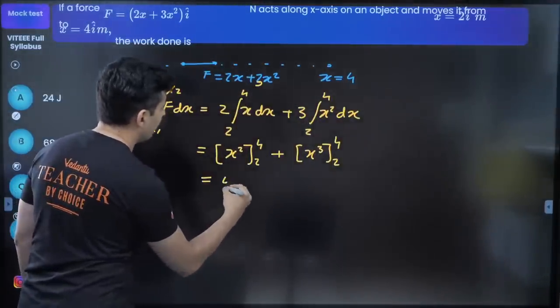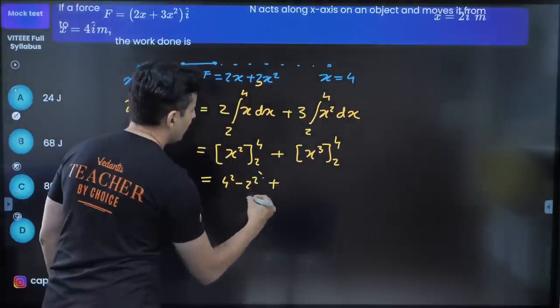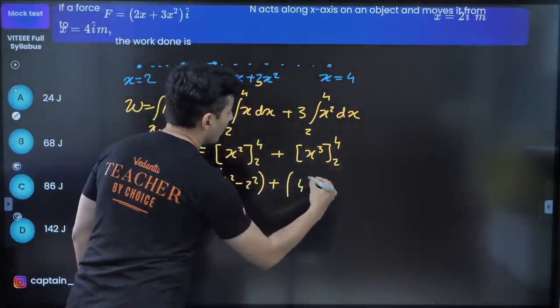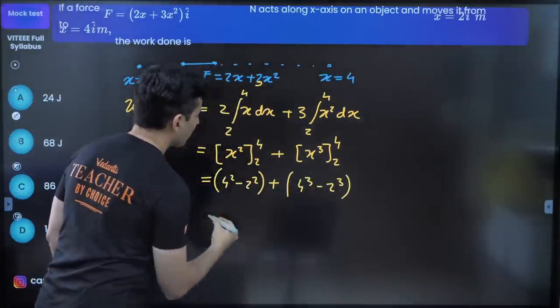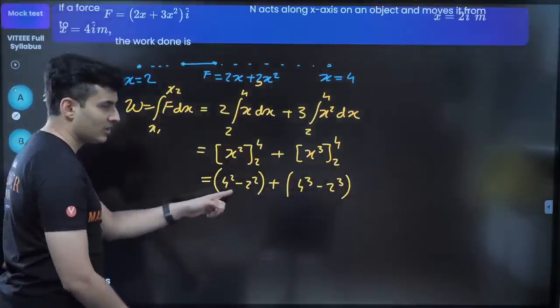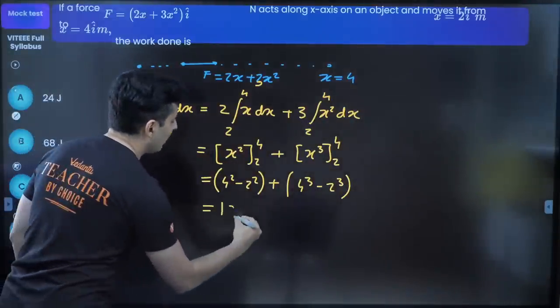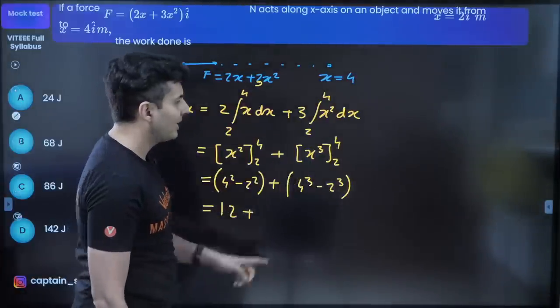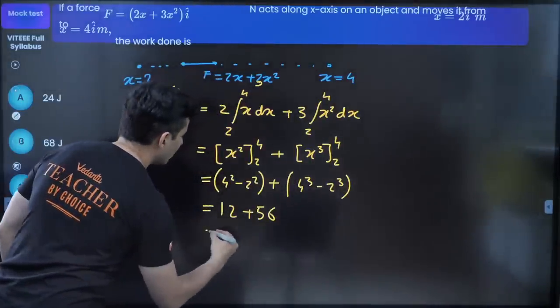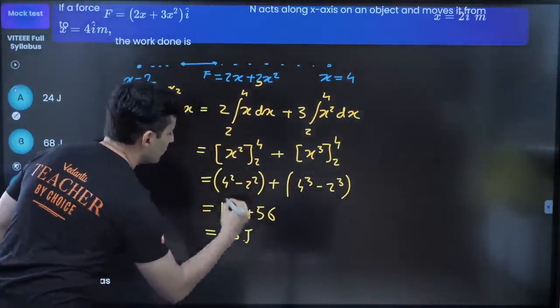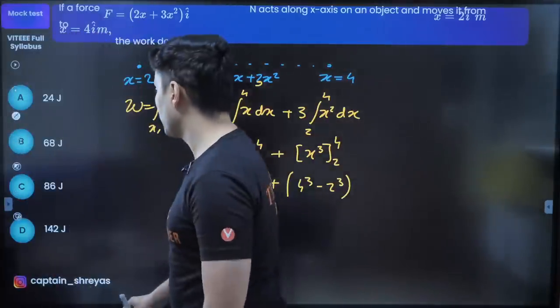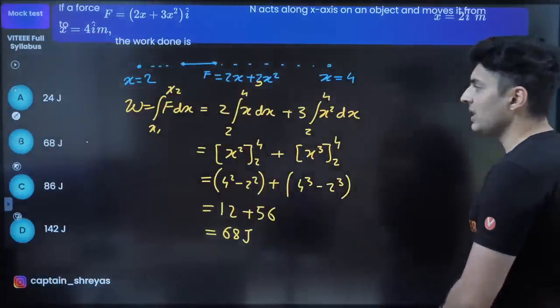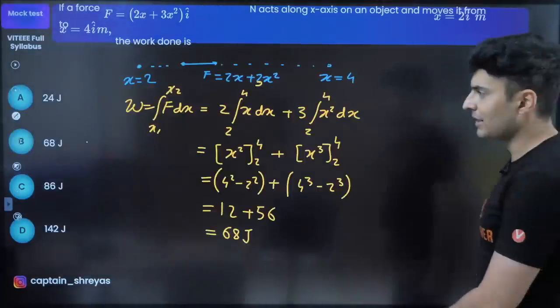This will be nothing but 4 square minus 2 square plus 4 cube minus 2 cube. Now 4 square is 16, 16 minus 2 square, which is 4, is 12, plus 4 cube is 64, 64 minus 8 is 56. So this will be nothing but 68 joules. That's the answer. Yep, option B it is. Option B is the correct one.